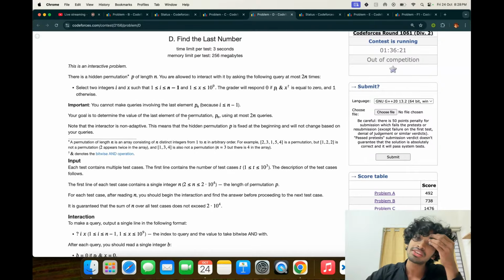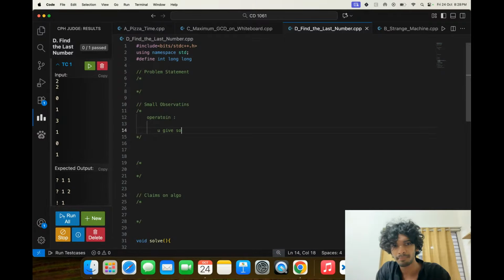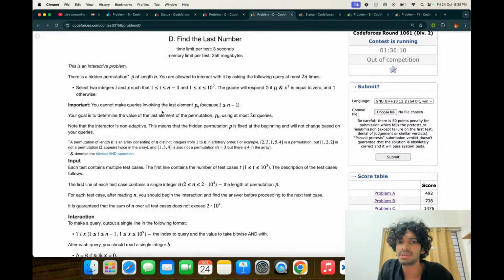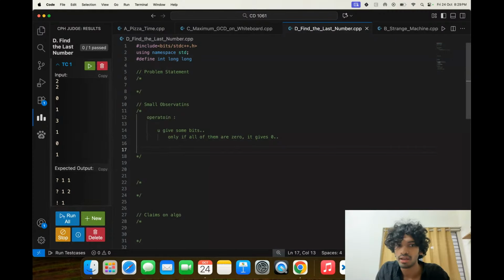Seems a bit tricky. We have to think for a while and then answer that. We have to give importance to the operation. You give some bits. X is just some bits, right? You give some bits, and what do you get back? Only if all of them are 0, it gives 0. So if any of them is 1, it gives 1.